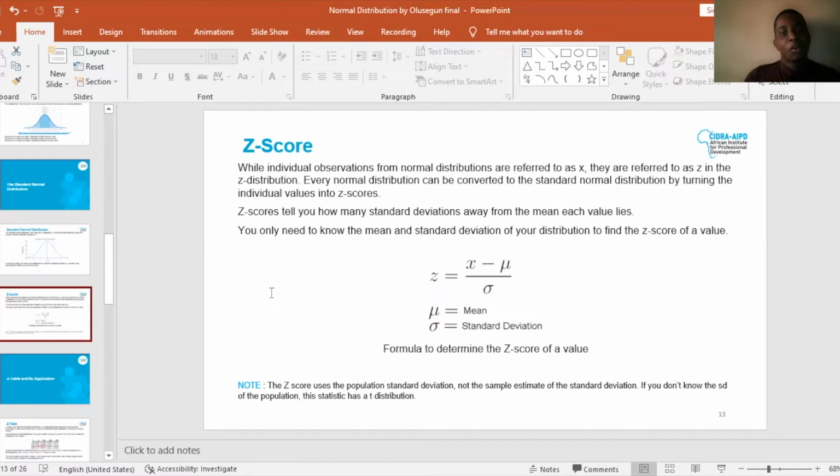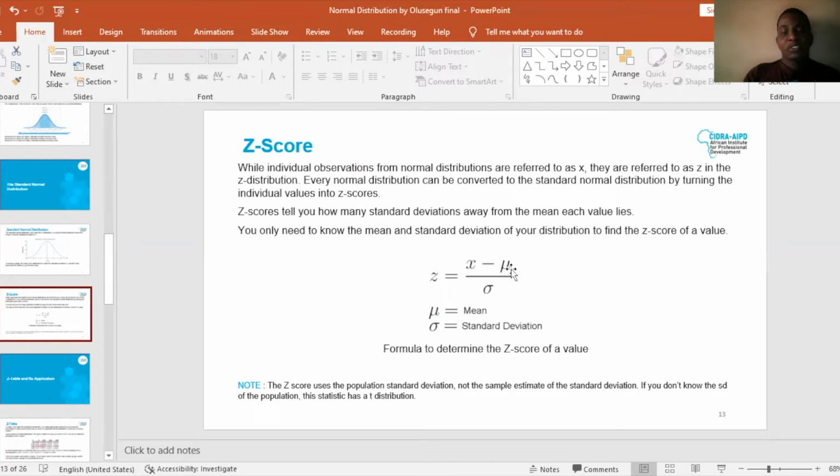Z-scores tell you how many standard deviations away from the mean each value lies. You only need to know the mean and the standard deviation of your distribution to find the Z-score of a value. And that is quite elucidated well in this formula. The formula to determine the Z-score of a value says Z, which is Z-score, equals X, which is the individual observation, minus the mean over the standard deviation.